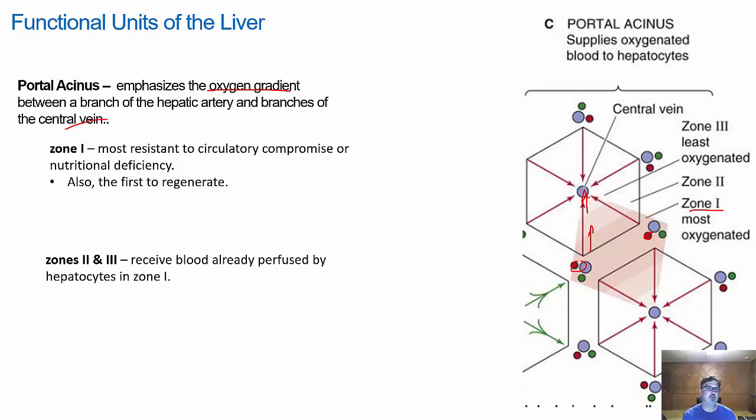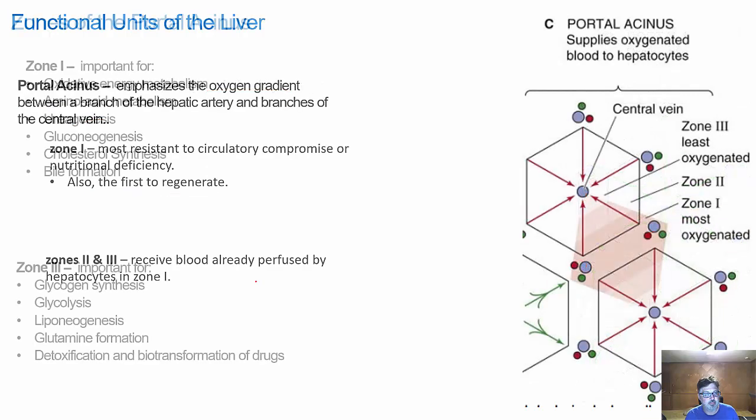Now, because of this arrangement where we have different zones, depending on their proximity to these branches of the hepatic arteries, each zone has different roles, different functions, if you would. So, for example, in zone 1, this is going to have the best circulation, and these cells are also the first to regenerate. Right? Zones 2 and 3, as you start to move further and further away, these are already perfused by the hepatocytes in zone 1. So they're not going to be regenerating as much, if you would, as you would see in zone 1.